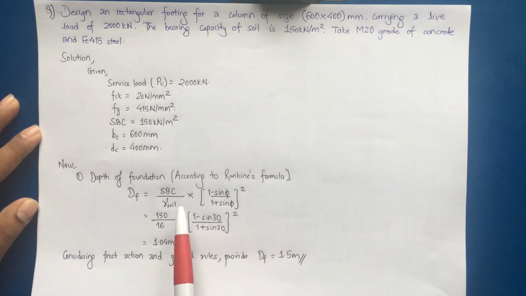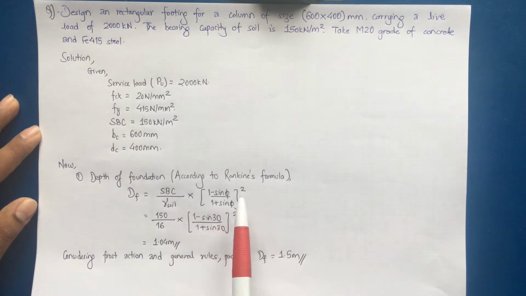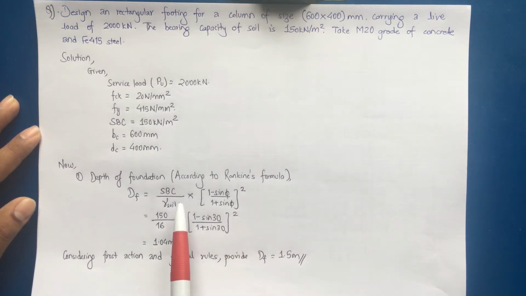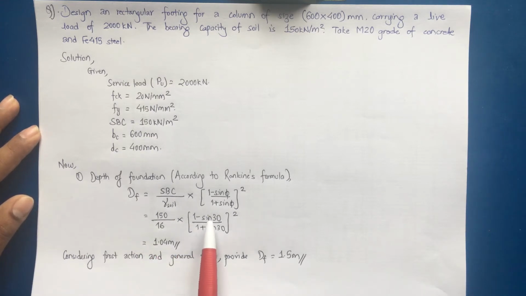So this is gamma soil, the unit weight of soil, into (1 minus sin phi divided by 1 plus sin phi) whole square, phi being the angle of friction of soil. This is generally 30 degrees, and gamma soil for dry soil is taken as 16 kilonewton per meter cube. So now we have depth of foundation as 150 divided by 16 into (1 minus sin 30 divided by 1 plus sin 30) whole square. So this comes as 1.04 meter.